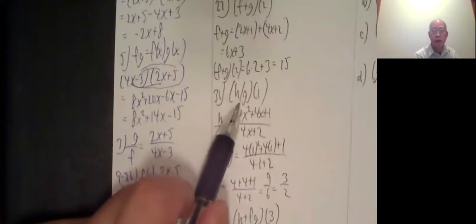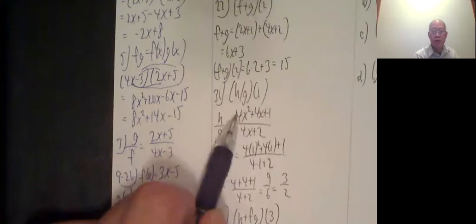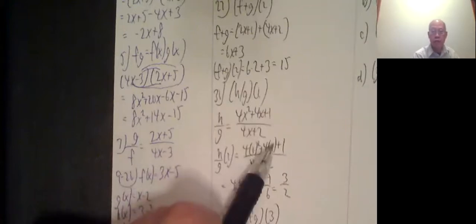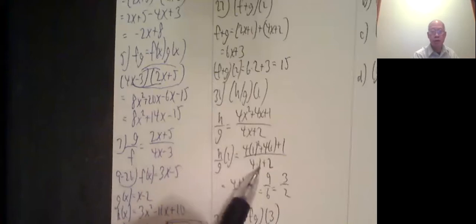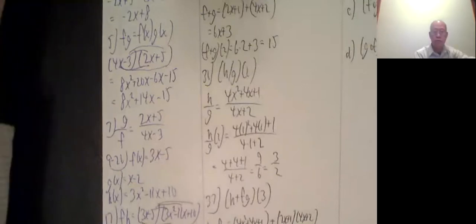31. h divided by g of 1. So h divided by g, here's h, here's g. Then I plug in 1. So put a 1 here, here, and here. 4 times 1 squared plus 4 times 1 plus 1 over 4 times 1 plus 2, and just grind it out. 4 plus 4 plus 1 is 9. 4 plus 2 is 6. 9 divided by 6, 3 over 2.